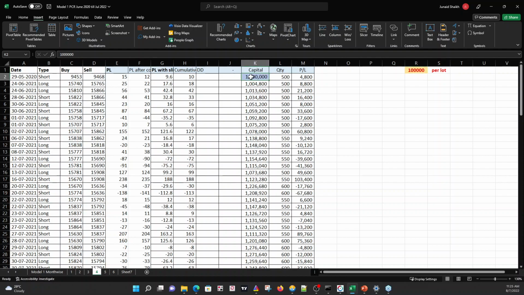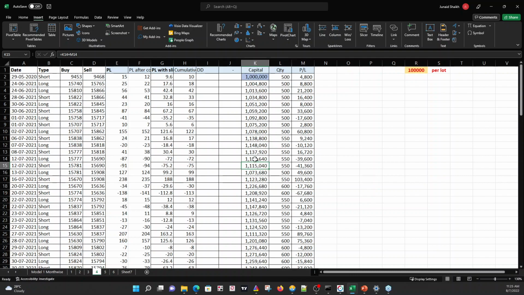Let's say that you have 10 lakh capital and you want to trade with 5 lots, which is 5 lakhs, right? So if you change this to 5 lakhs, the entire calculation also changes, right? So this is how you can use this sheet to do your own calculations and manage your own position sizing, right?